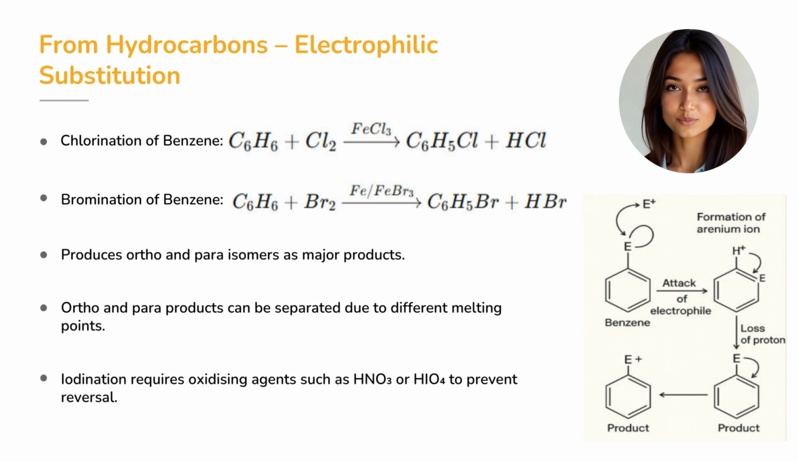The products formed are usually ortho and para isomers, which can be separated because of their different melting points. However, this method does not work well for fluorine because it is too reactive, and iodination is reversible unless we add an oxidizing agent like nitric acid or periodic acid. This makes electrophilic substitution best suited for chloro and bromobenzenes.